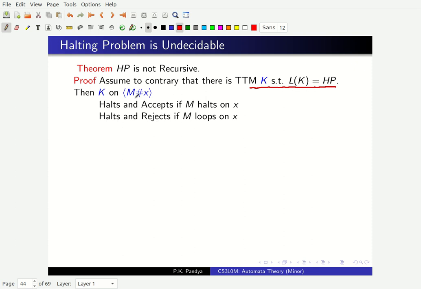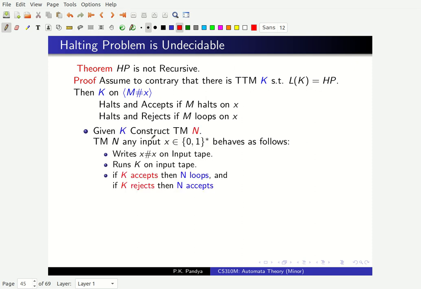So it's giving you the termination of M on x. That is what it is determining, right? And we have assumed that there is a terminating Turing machine, a total Turing machine, which is analyzing this question whether Turing machine M halts on x or not. This is what we have assumed, that such a K exists.